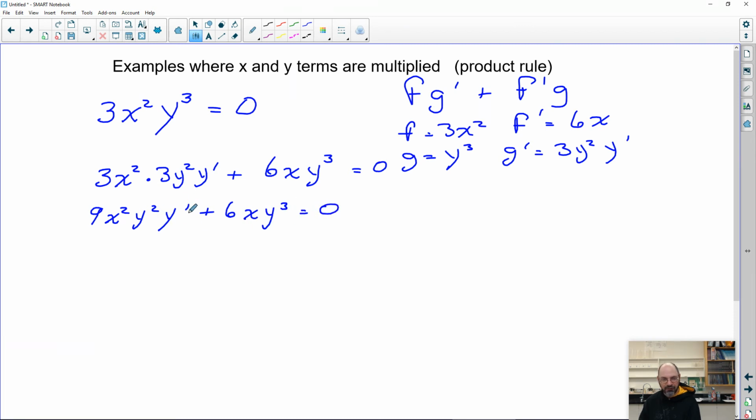Now we have to isolate this by itself, so let's move this over to the other side. I'll show you how to do this. First you've got to get the term with the y prime by itself, so just put this on the other side. Then you divide out 9x squared y squared on both sides to get y prime. Don't forget the prime in there.